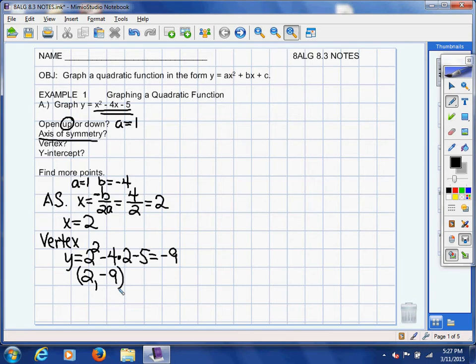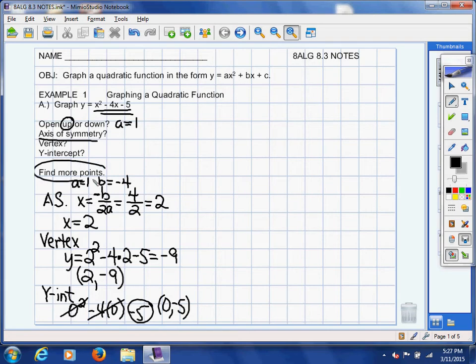And then if you want to find the y-intercept, it's very simple. Just plug in 0 for the x. So we have 0 squared minus 4 times 0 minus 5. Okay, now just logic says 0 squared is 0, 4 times 0 is 0. What's left? Negative 5. And so our y-intercept is going to be 0, negative 5. So there you go. We have some very, very important data. We'll find more points a little bit later. Hold on to your hats. We're going to do that a little bit later, okay?